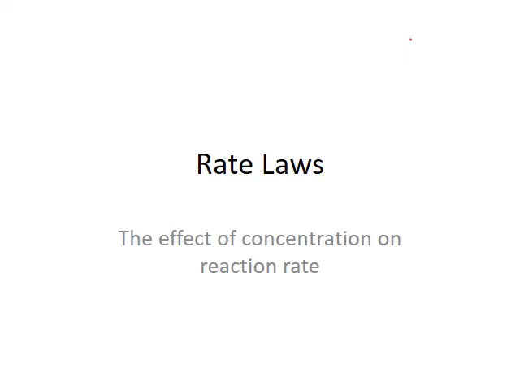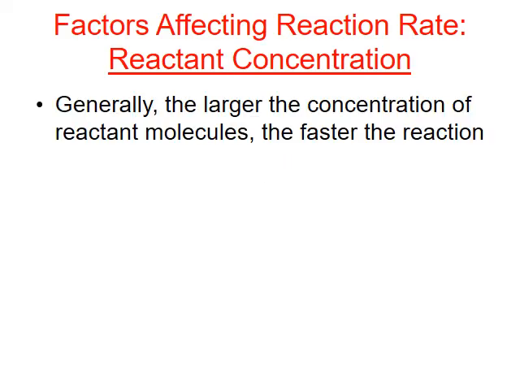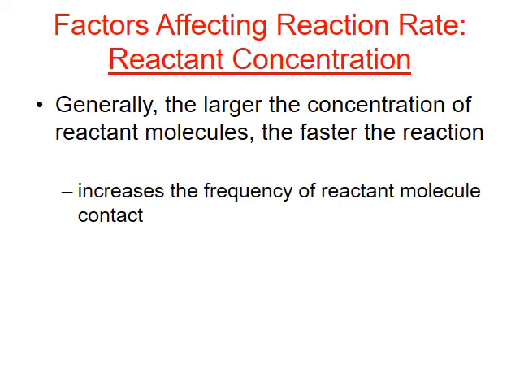Rate laws are the primary way we quantify the effect of these factors on reaction rate. And the first factor that we're going to look at will be the concentration of the reactants. Generally, the larger the concentration of the reactant molecules available to react, the faster the reaction rate. And this is because larger concentrations increase the number of collisions or contact that can occur between the reactant molecules. The increased frequency of reactant molecule contact means we produce product molecules more quickly.